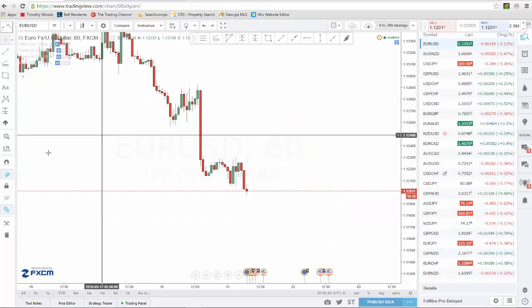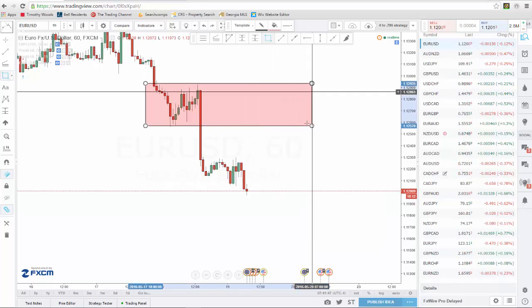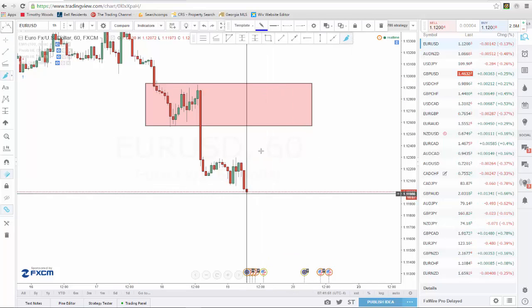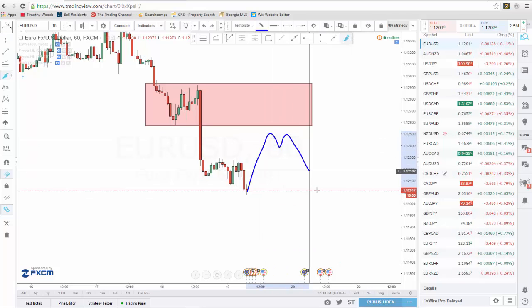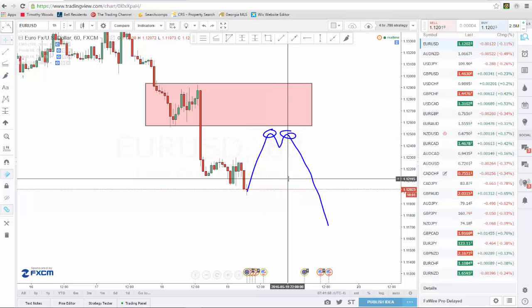That's what we'll be looking for here on the Euro Dollar, a retest of this zone in order to get involved, or as we discussed earlier, a more aggressive entry would be on any kind of resistance made and a retest of that resistance.